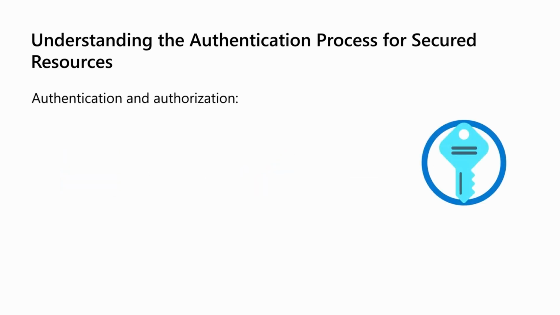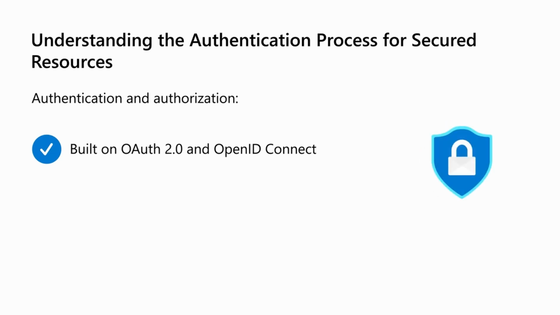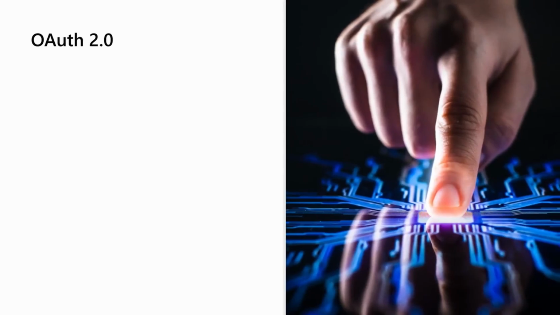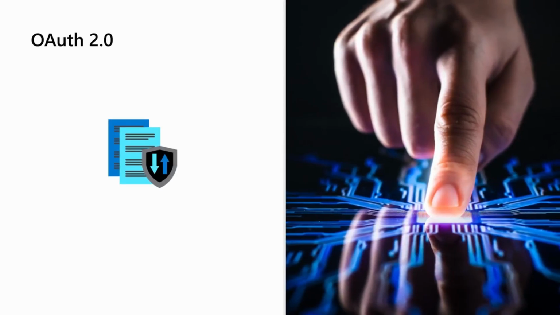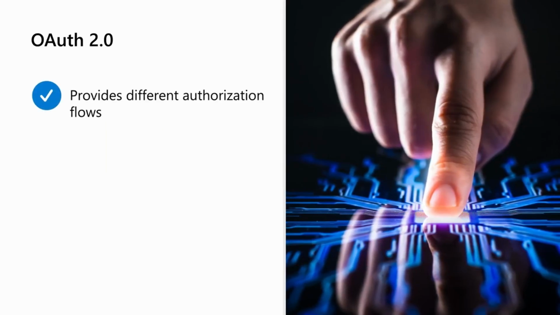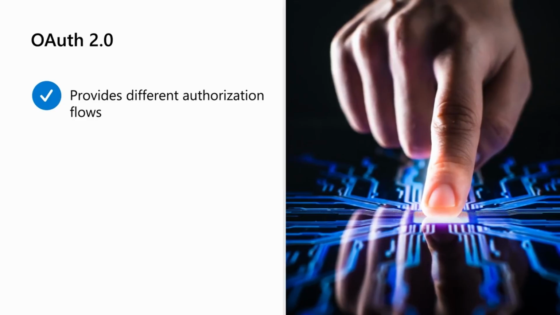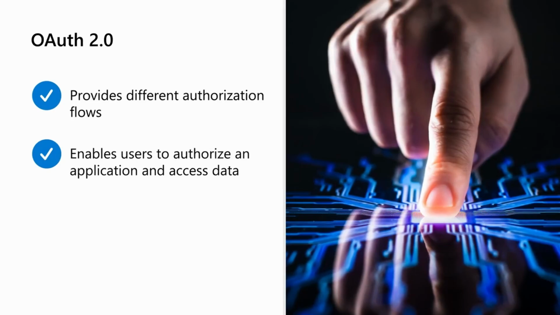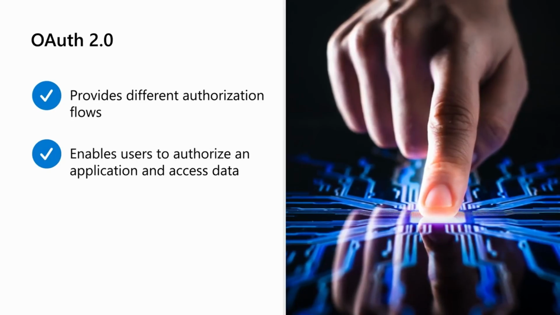The entire process of authentication and authorization is built upon the industry standard protocols of OAuth 2.0 and OpenID Connect. These protocols help ensure that your access to the resource is both secure and reliable. Now, let us know more about OAuth 2.0. It is a protocol used for authorization and is considered an industry standard. OAuth 2.0 provides different authorization flows, making it ideal for web, desktop, and mobile applications. Its main purpose is to allow users to authorize an application to access data from another application.